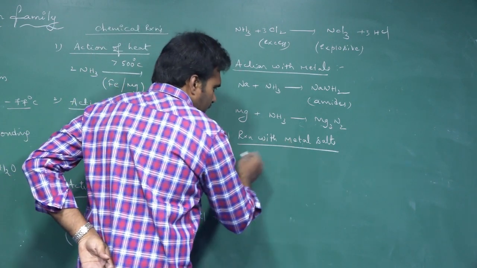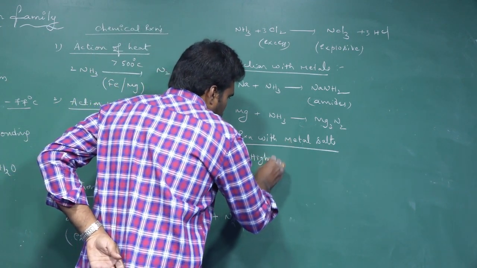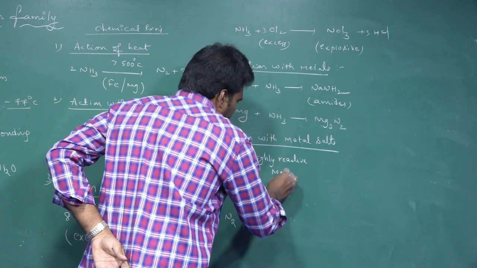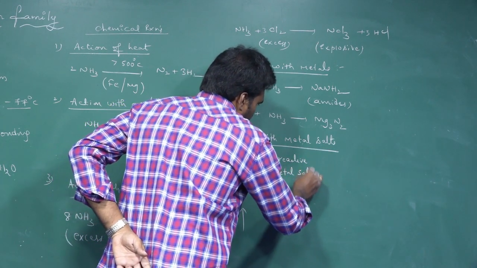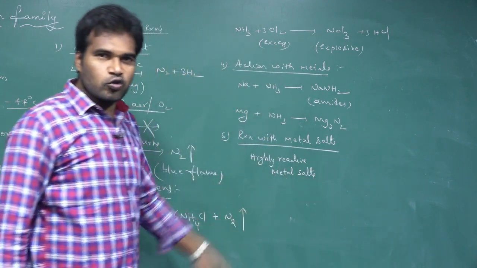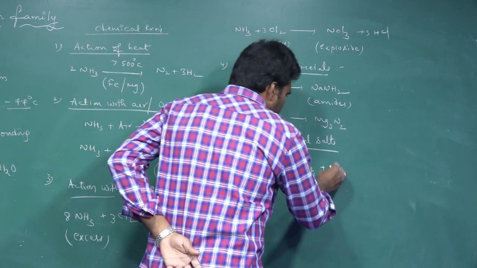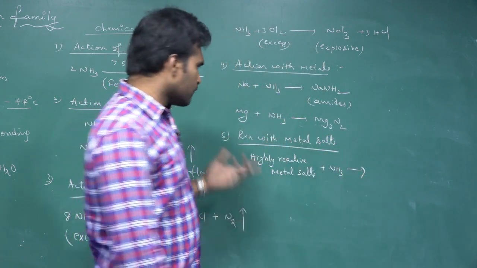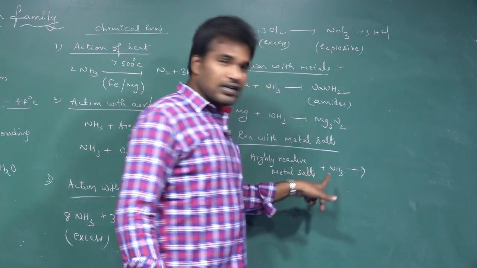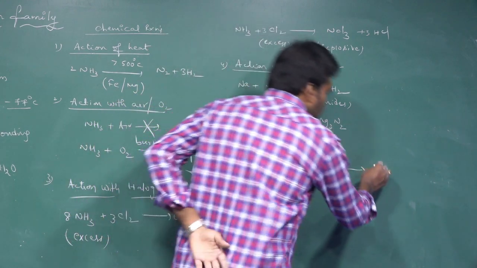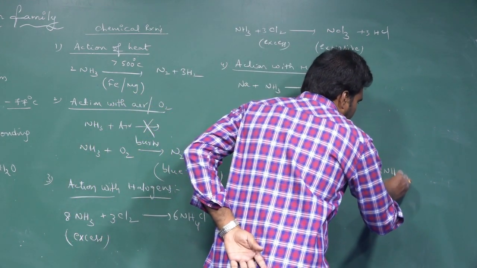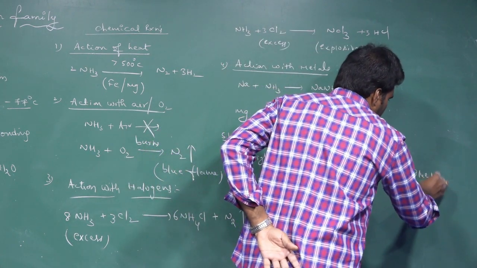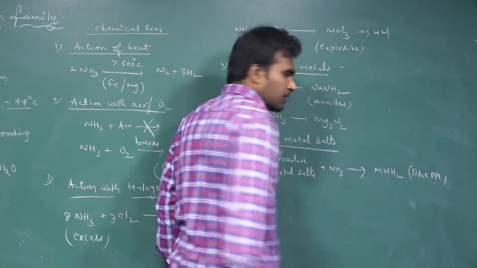Suppose you take highly reactive metal salts, when they are treated with ammonia, all the highly reactive metal salts give what? Metal amides they give, and that is a blue colored precipitate they give. Blue colored precipitate.